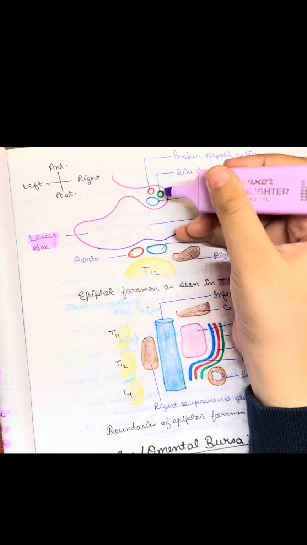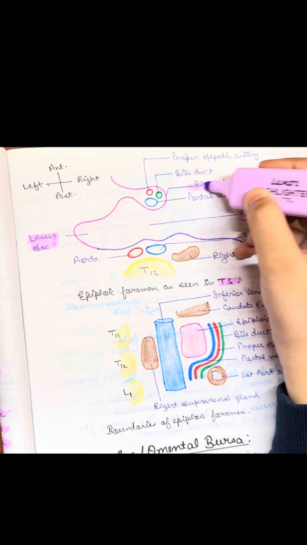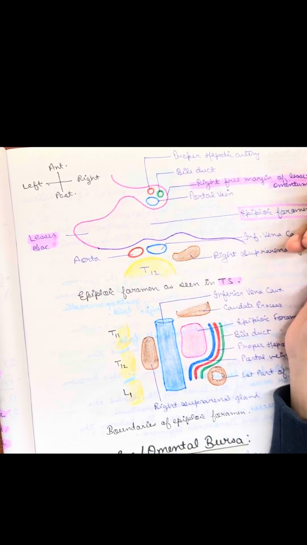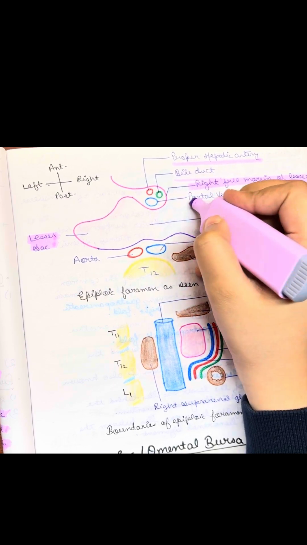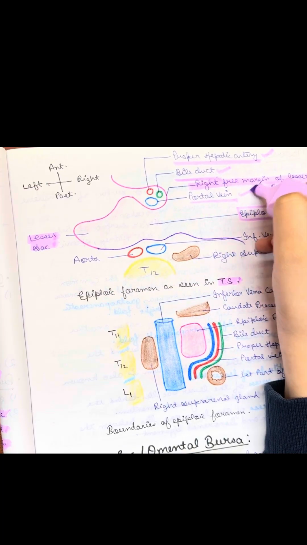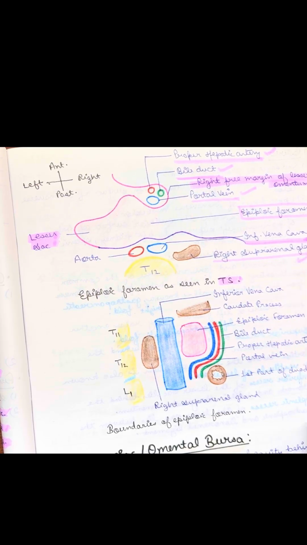The anterior relation is formed by the right free margin of the lesser omentum. And what are the structures lying in it? This is the proper hepatic artery, this is the bile duct, and this is the portal vein. And what is lying posteriorly? Here I can see the inferior vena cava and the right suprarenal gland.